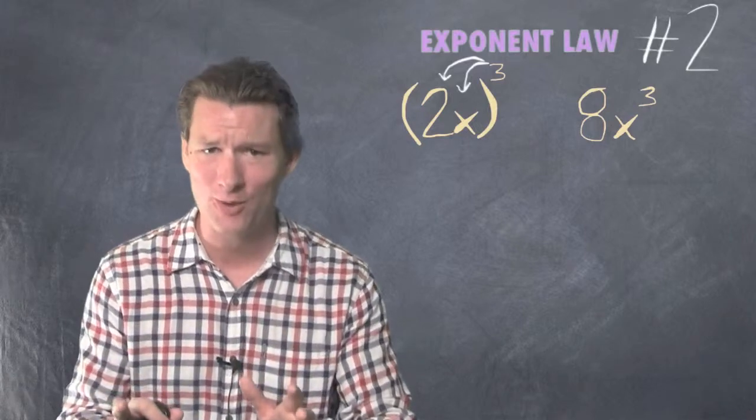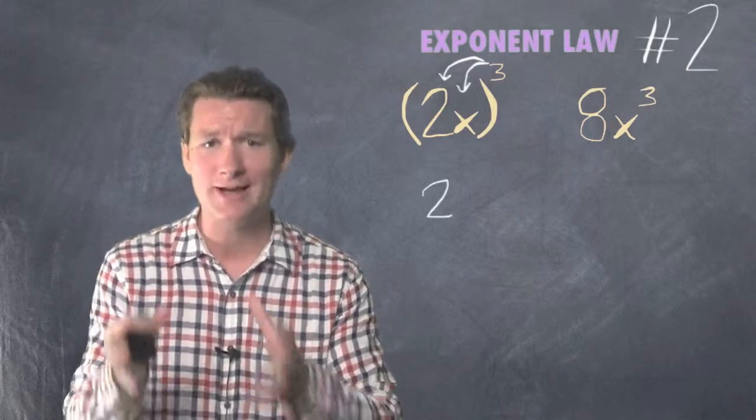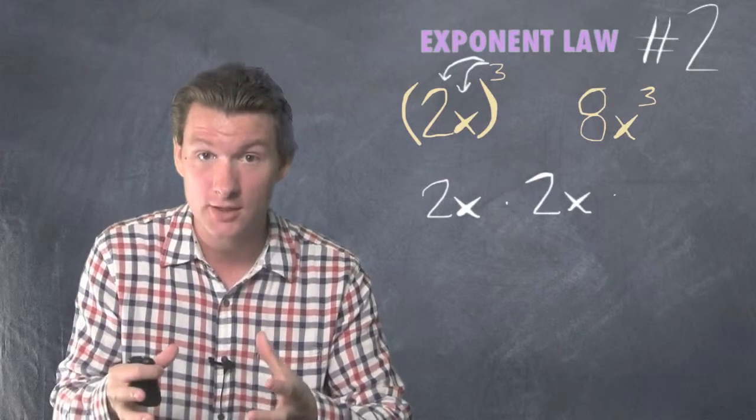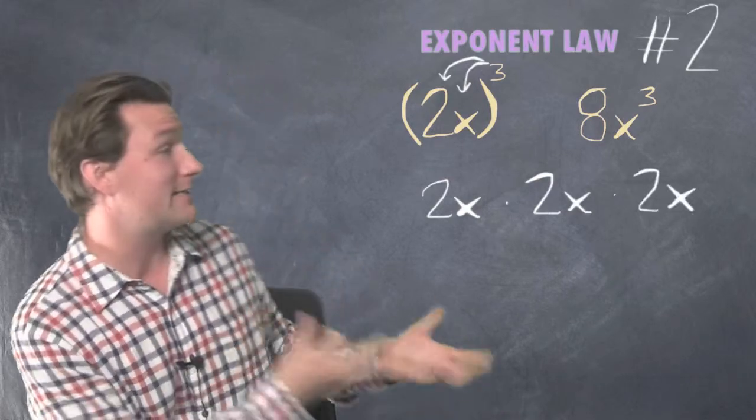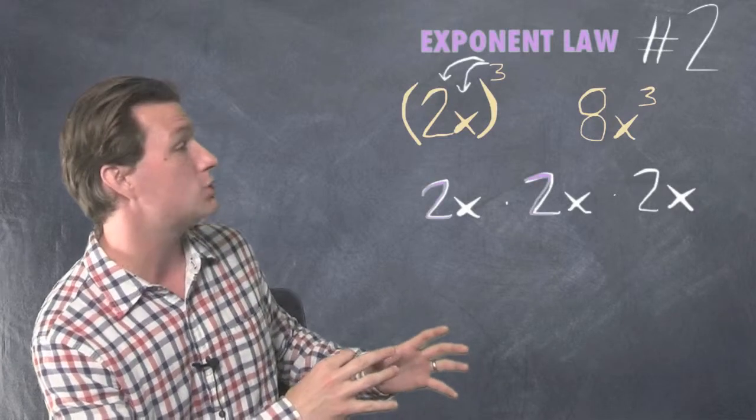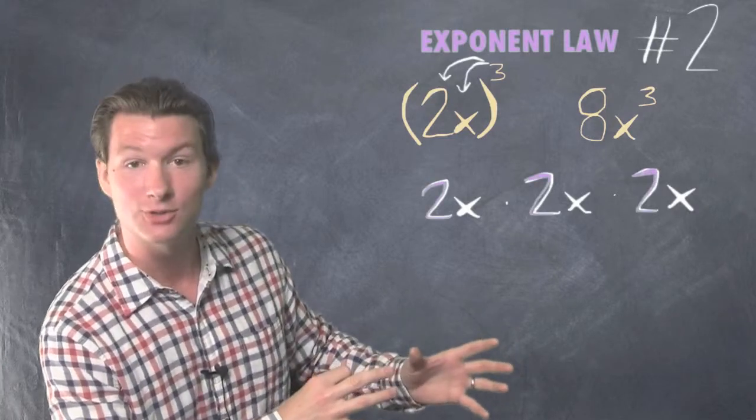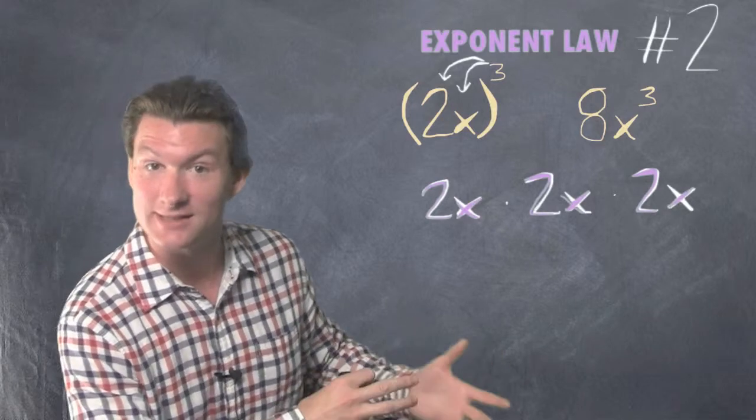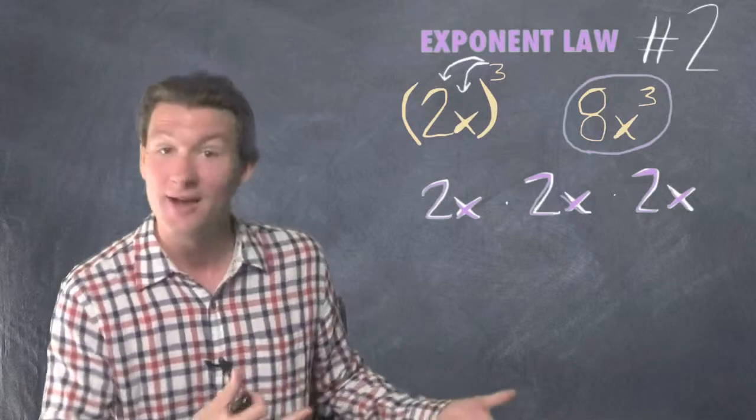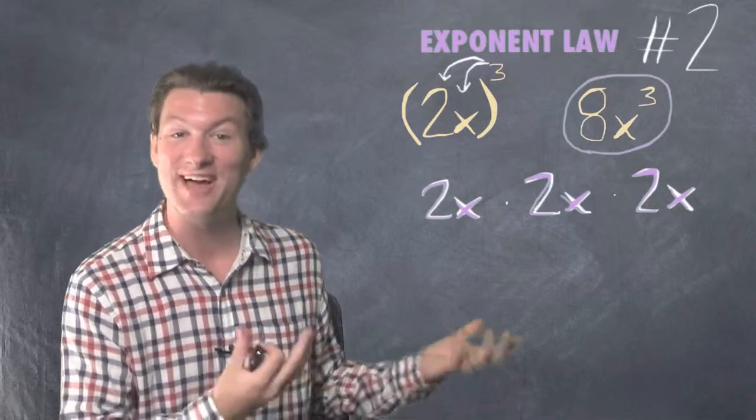Okay, let me show you why that works. What you're really doing when you've got 2x raised to the third is multiplying 2x times 2x times 2x. And the way that I make sense of this is I separate the letters from the numbers. Let's do the numbers first. We've got 2 times 2 times 2. 2 times 2 times 2 is 8. And then x times x times x is x to the third. 8x to the third. That's why the second law of exponents works.